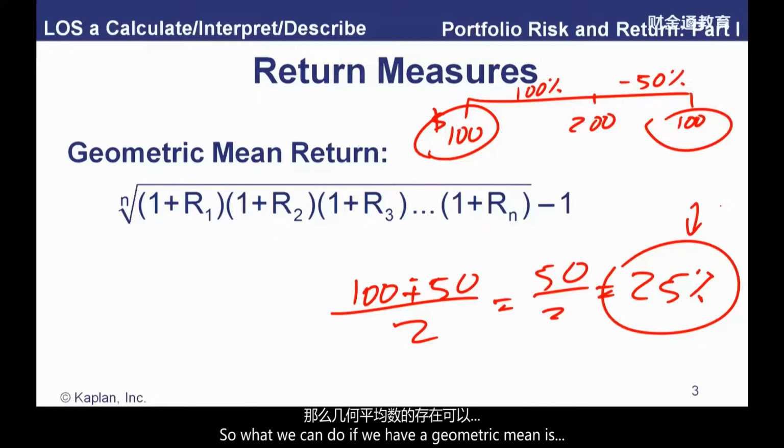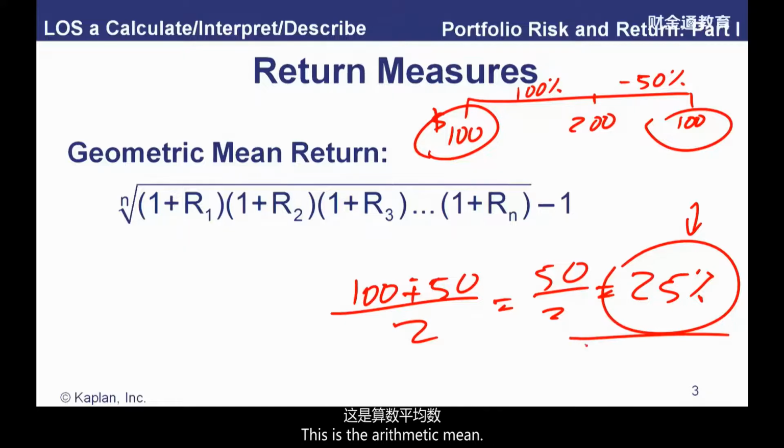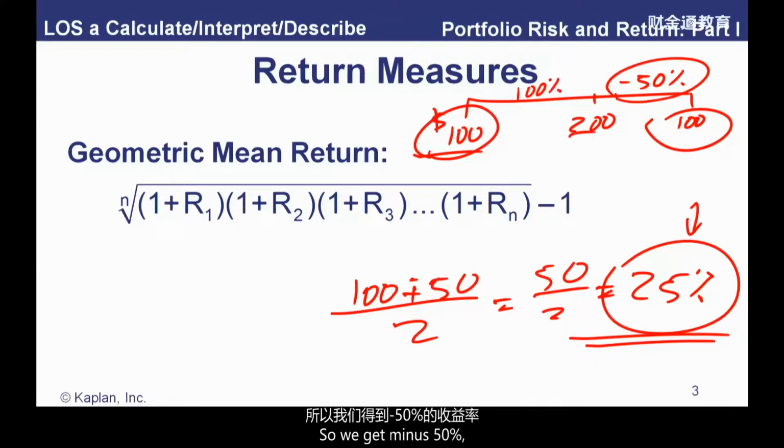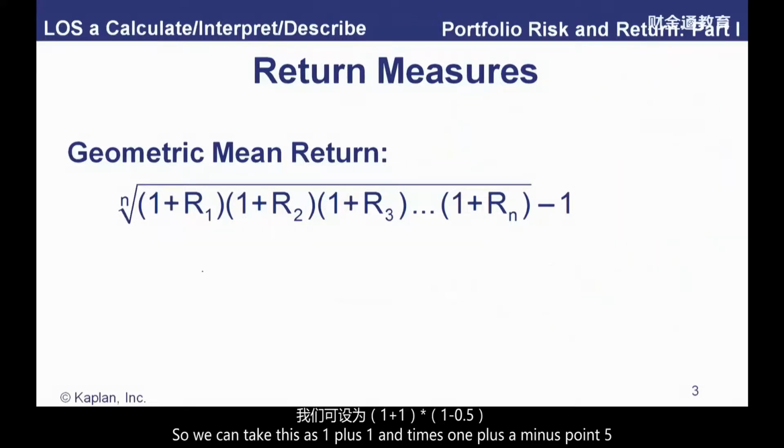So what we can do with a geometric mean is look at the difference between the arithmetic and geometric mean. This is the arithmetic mean. The geometric mean will allow for compounding. What we've done here is ignore the compounding effect. So when we get minus 50%, it's not being applied to 100, it's being applied to 200. So we could take this as 1 plus 1, times 1 plus a minus 0.5.